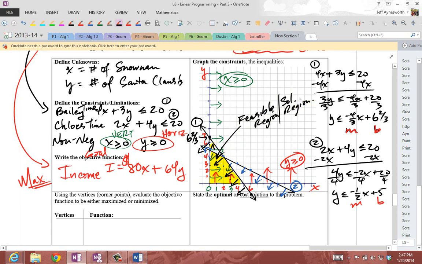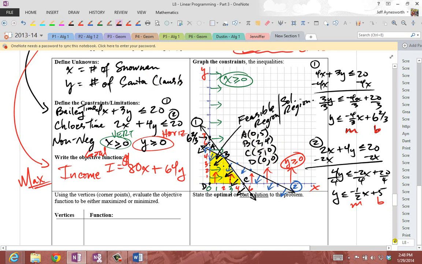Okay, but what are the vertices? A, B, C right here, and D. So A is up 5 units, that's at 0, 5. B, it's right 2, up 4, so 2, 4. C is right 5, so 5, 0. And then D is the origin, so D is 0, 0, which is really not a solution because that means you make nothing. 0 snowmen and 0 Santa Clauses, which you don't want to do because you're trying to maximize something, so you got to build something, guys. So really, D is a non-solution. Okay, I'm really looking at A, B, and C. Which one of these maximizes my income?